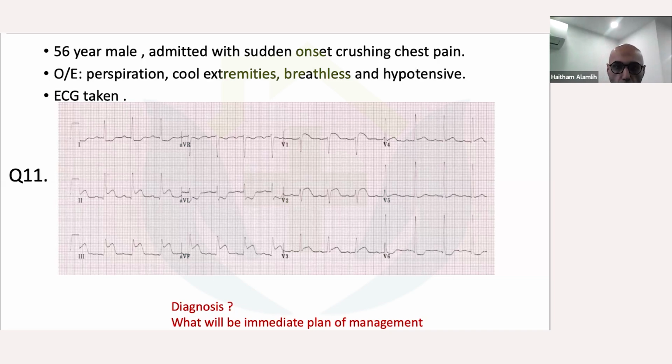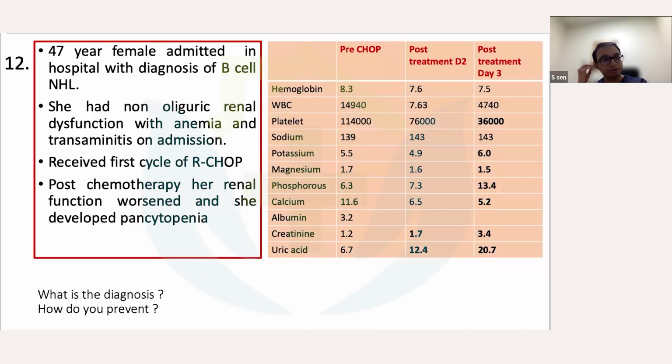Okay. Question number 12. A female diagnosed with B cell NHL. She had non-oliguric renal dysfunction with anemia and transaminitis on admission. Received first cycle of R-CHOP. Post chemotherapy, her renal function worsened and she developed pancytopenia.